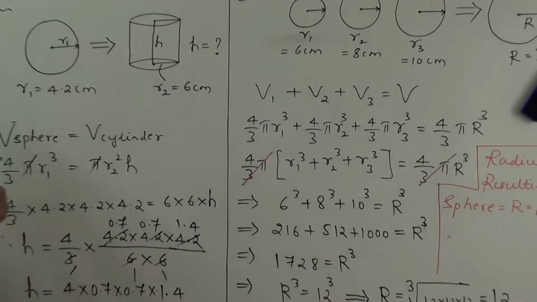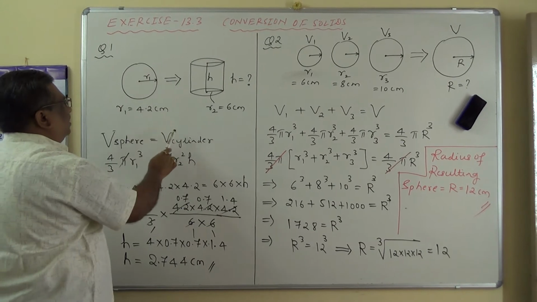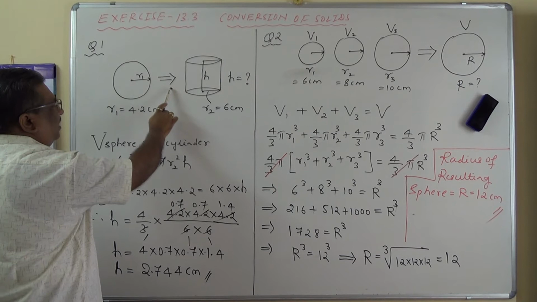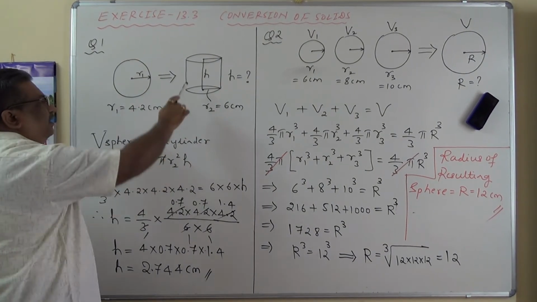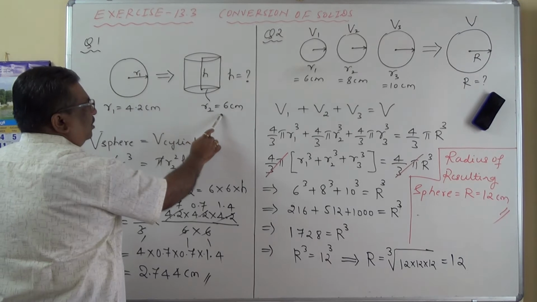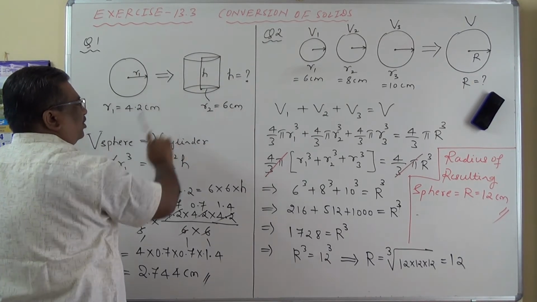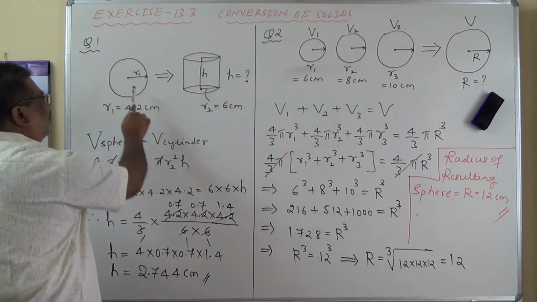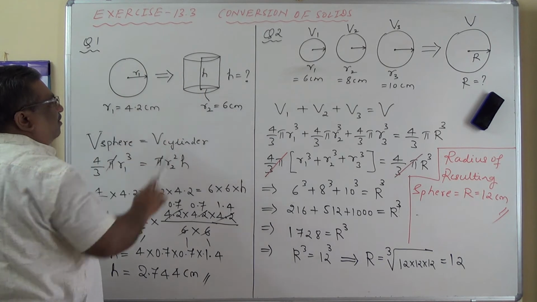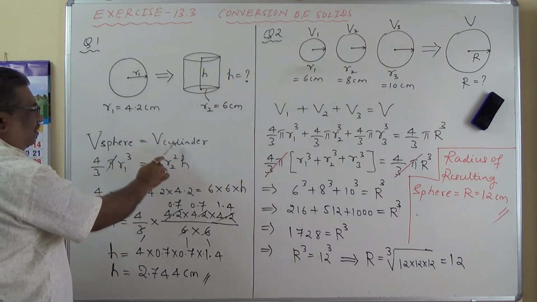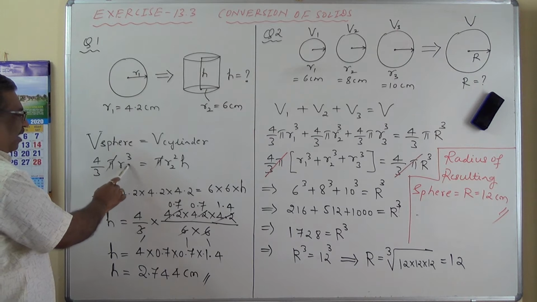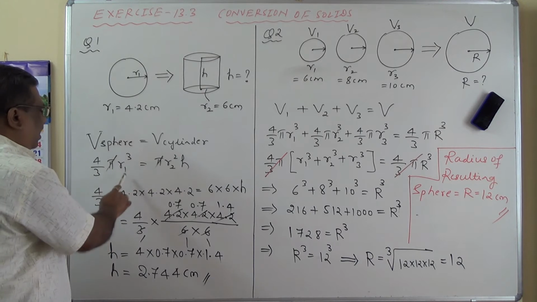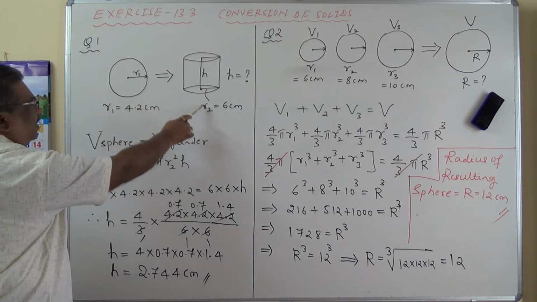Here, question number 1, you can see the diagram clearly. Sphere of radius r1, 4.2 centimeter, is melted and recast into a cylinder. This cylinder has radius r2, here 6 centimeter, and let the height be h. The question is, what is the height of this cylinder? In order to find the height of the cylinder, the volume of the sphere should be equated to the volume of the cylinder. So volume of sphere equals volume of cylinder: 4 by 3 pi r1 cube equals pi r2 square h. Here r1 is the radius of the sphere, r2 is the radius of the cylinder.